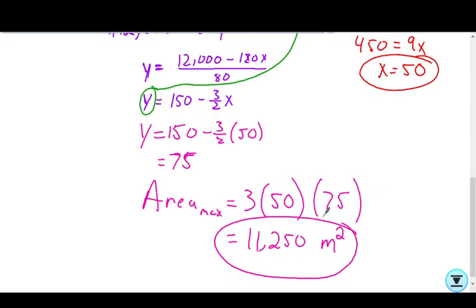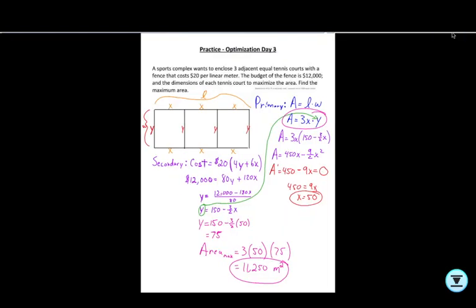Again, we've been doing these optimization problems. The steps basically are: you find your primary equation, you find your secondary equation, and you use your secondary equation to get your primary equation in terms of one variable. Then you simplify, find the derivative to find your critical points, and then use those critical points to solve whatever question they're asking you to find.